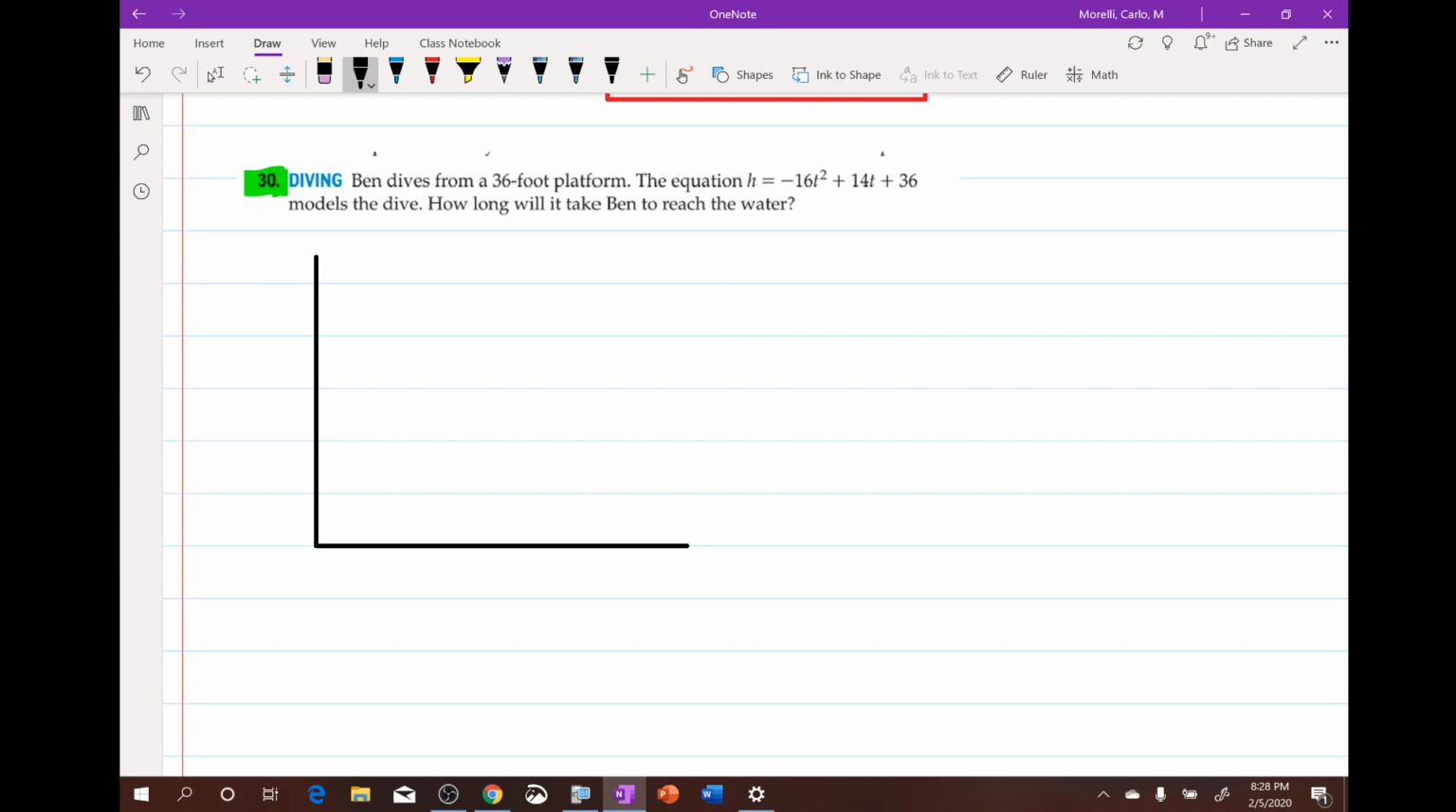So remember, time is always independent. So this is time. This problem is kind of silly because it doesn't tell us how much time, but I'm guessing in seconds. And so that means that the y-axis would actually be the height of this dude, Ben. Okay.